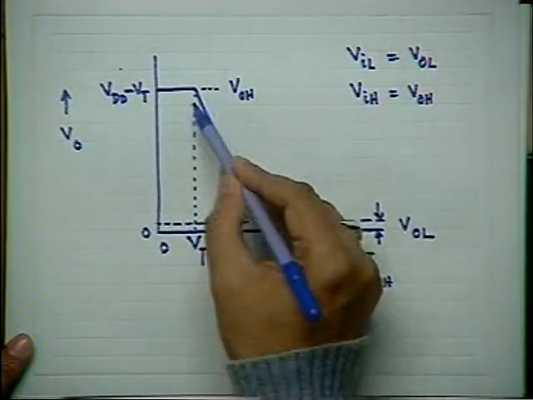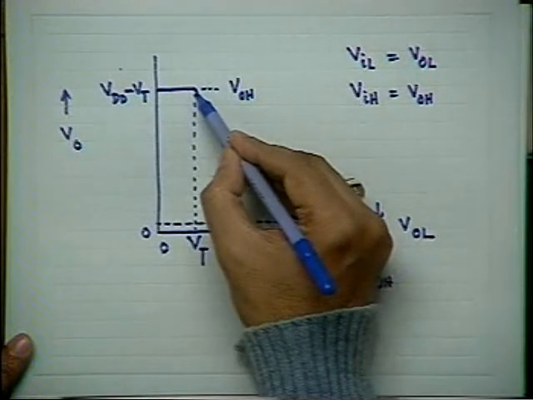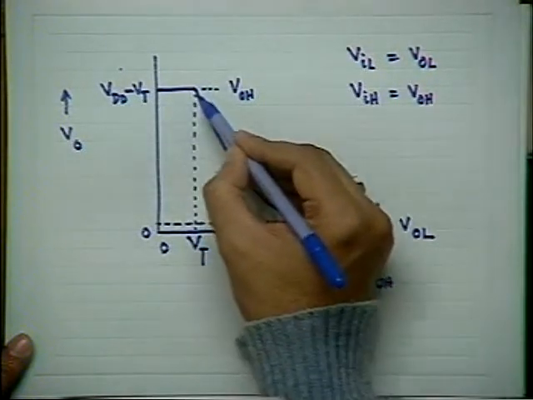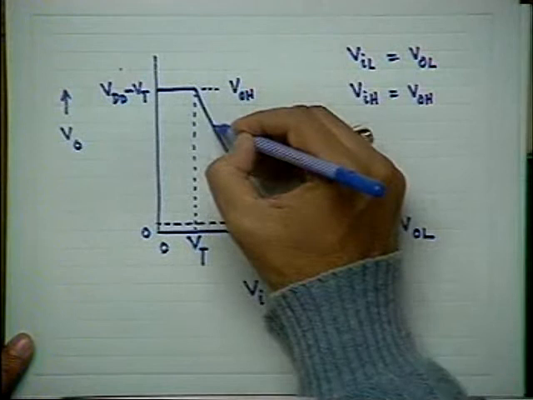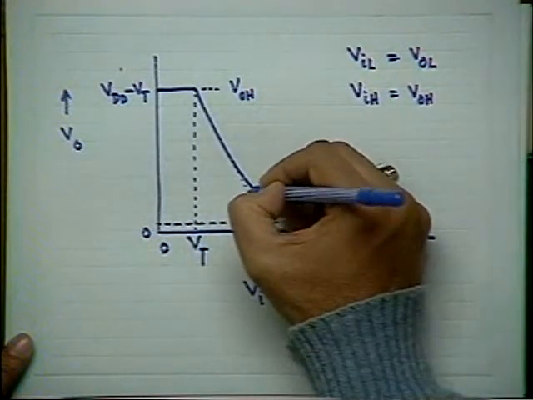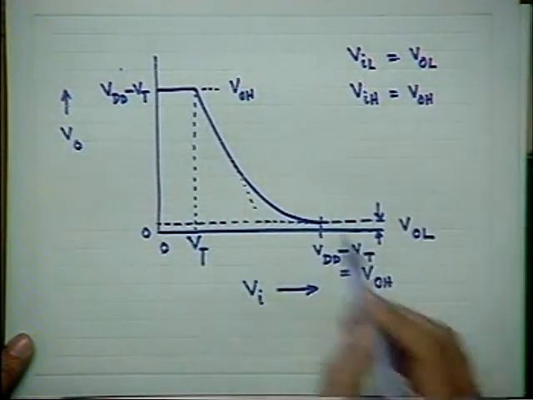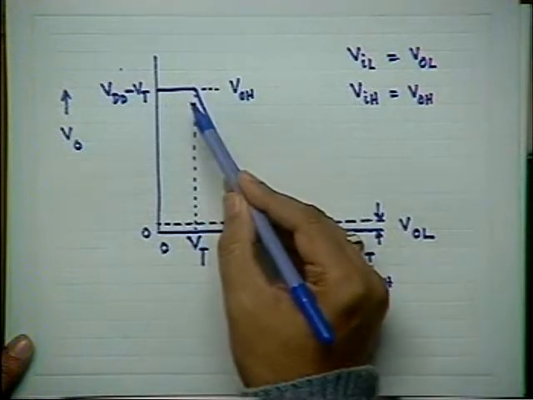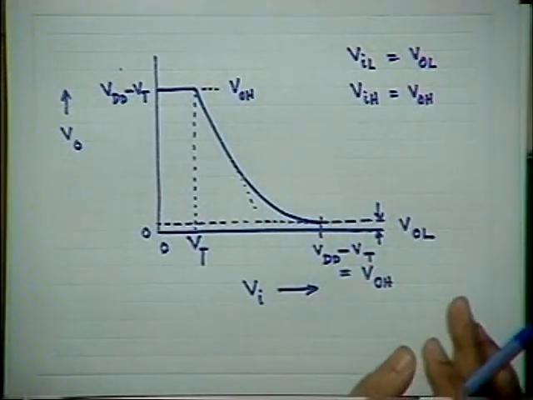Thereafter, as Vi increases, you see that there is a linear fall. Initially the asymptote is linear. It is a linear asymptote. If I plot it, it is a straight line. So this region is which one? The region when the driver transistor is in saturation.